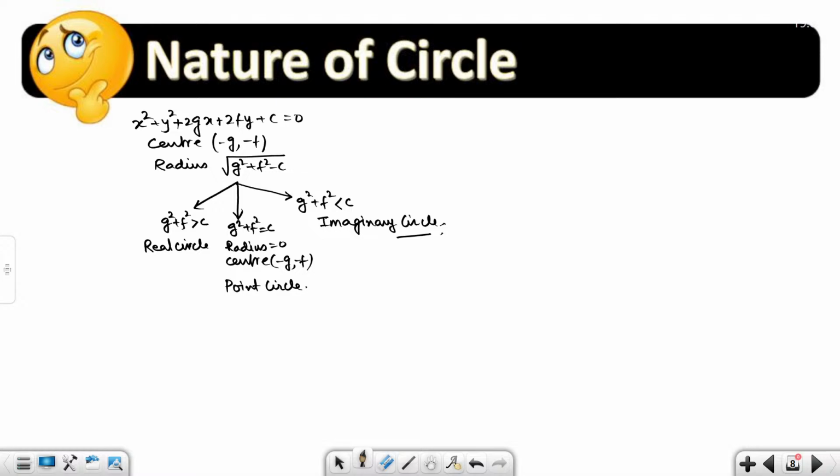If g square plus f square is greater than c, you are getting a real circle having real radius. If g square plus f square becomes equal to c, you are going to have a circle whose radius will be 0, and it is termed a point circle. And if g square plus f square is less than c, then you will say no such circles are possible. This kind of circle is called an imaginary circle. No real circle is possible if g square plus f square is less than c.